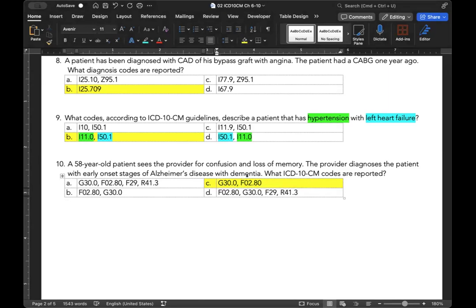Because our code F02.80 has "in diseases classified elsewhere," it should not be the first listed code, because we should have the other disease that it's classified with, which is the Alzheimer's disease. That one should be coded first, and then it has caused the dementia. It's like what it says with Parkinson's.